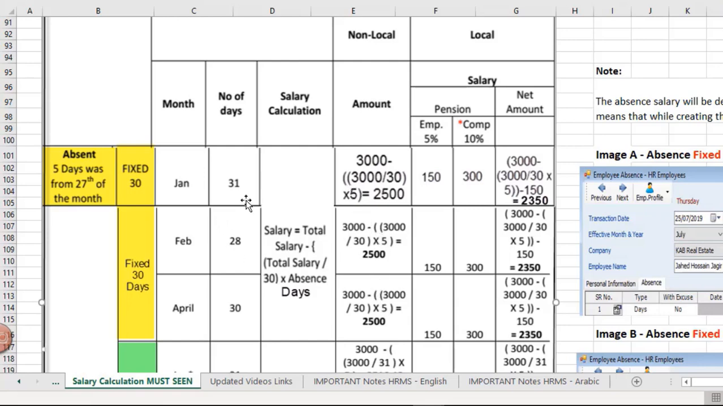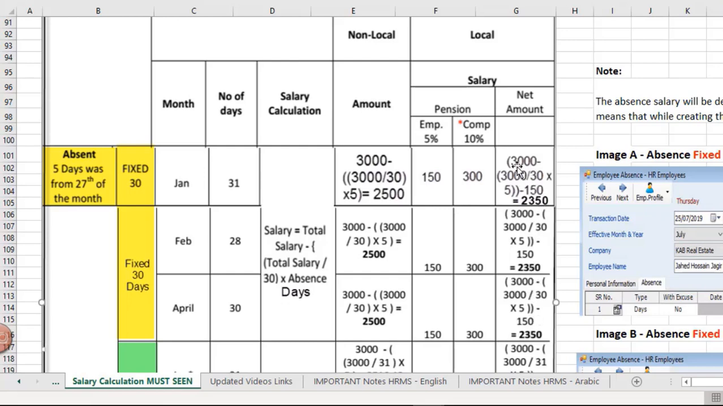So 31 days, 28 days, 30 days, doesn't matter. Since we want 5 days of absence, the system will automatically calculate it as the following, which will give us the same amount for all, which is 2,500 for all of them. Now, if we're talking about pension, which is the 5%, 150 right here, the net amount will be this amount right here, you see here on the screen, minus the 150, which will give us also the same amount for all.